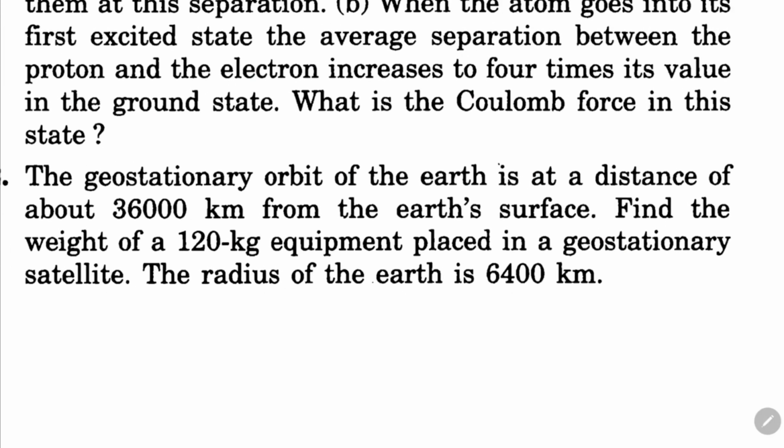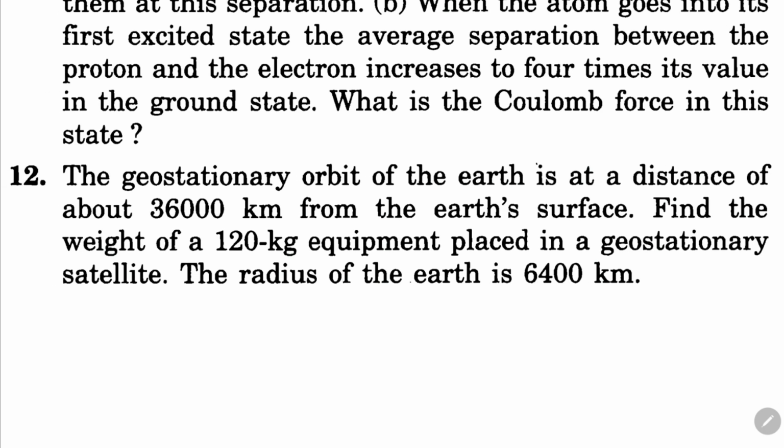In the 12th question, we have a geostationary satellite or geostationary orbit. So what is a geostationary orbit? It is the orbit in which the time period of the satellite is same as that of the time period of the rotation of Earth. That is, the satellite rotates around the Earth in 24 hours, just like Earth rotates on its axis in 24 hours. So the satellite remains fixed in the sky at a location because it is moving with the Earth. The distance of the geostationary orbit is 36,000 kilometers.